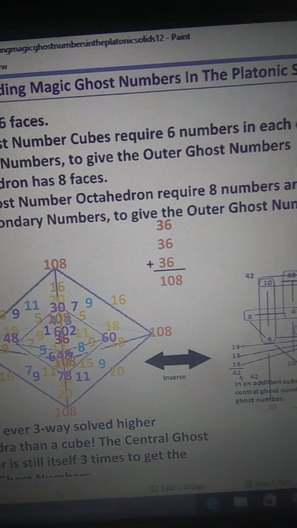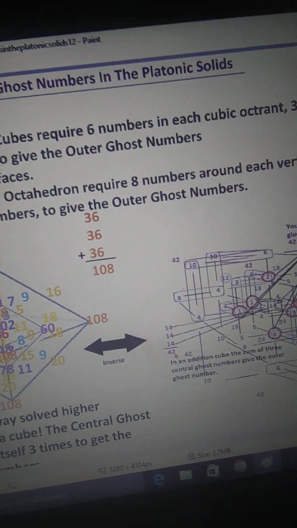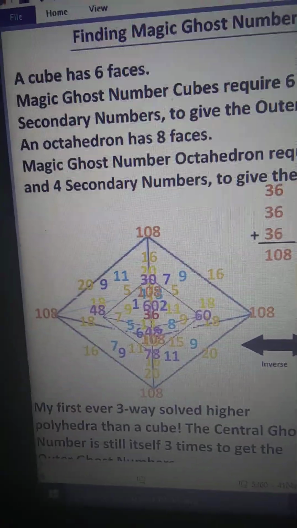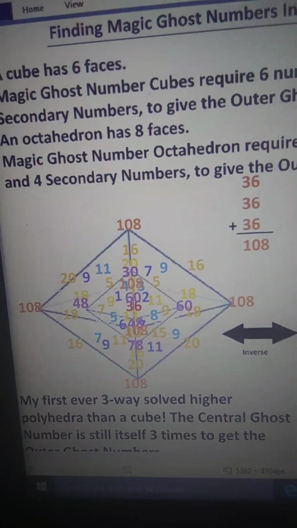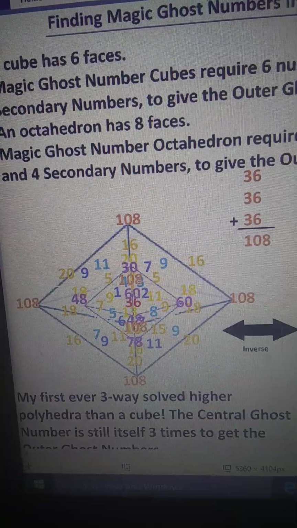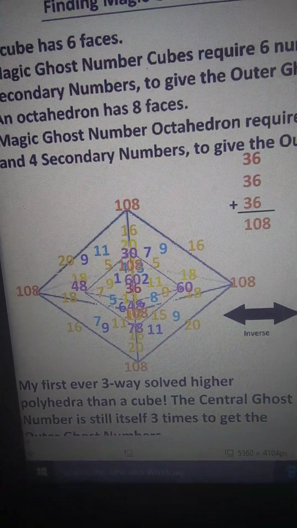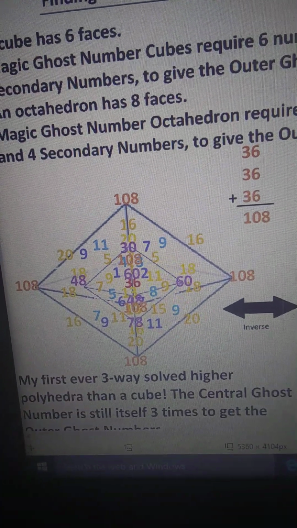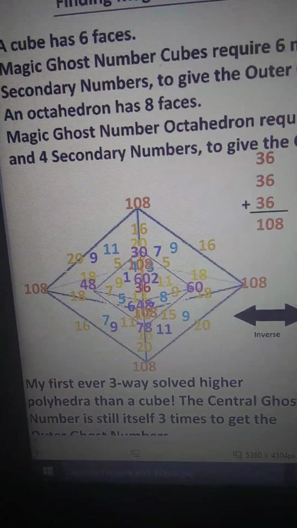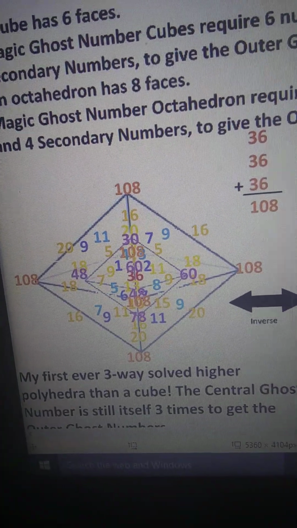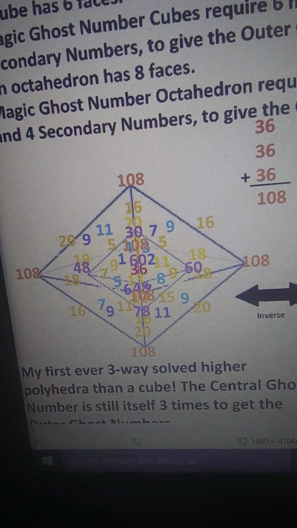Let's find magic ghost numbers in Platonic solids. This is one solid that I found last night. The magic ghost number, the inner and outer magic ghost numbers. The red in the center, the purple around the edges of the inner octahedron, and that's supposed to be red. The 108s on the corners of the outer octahedron.